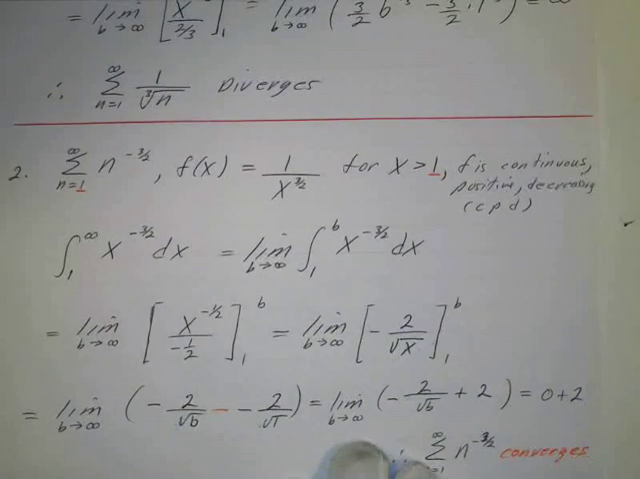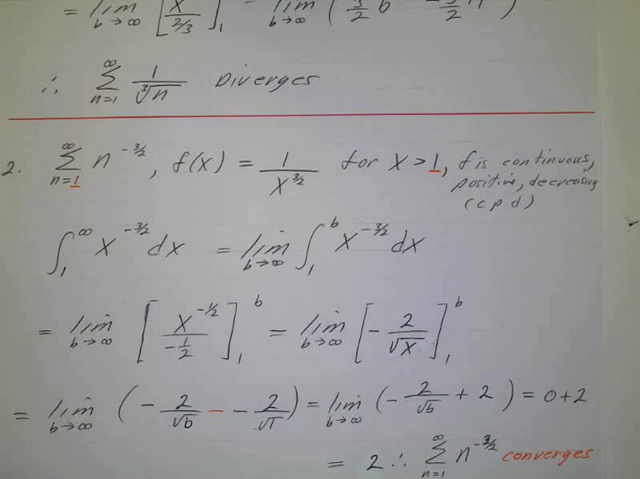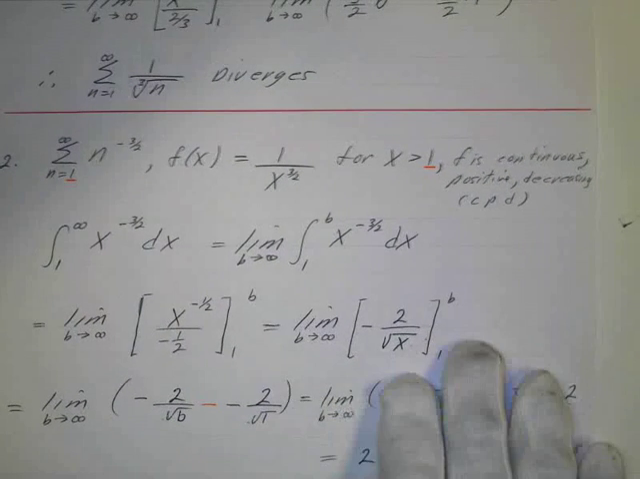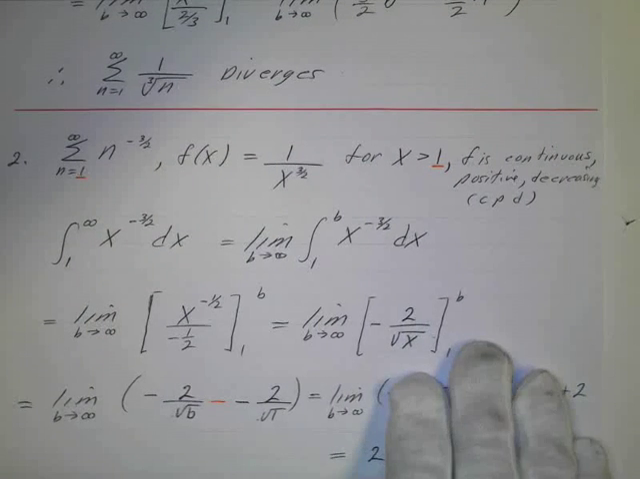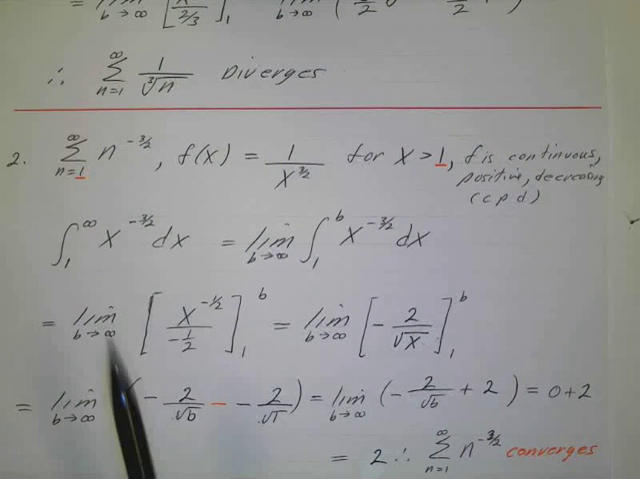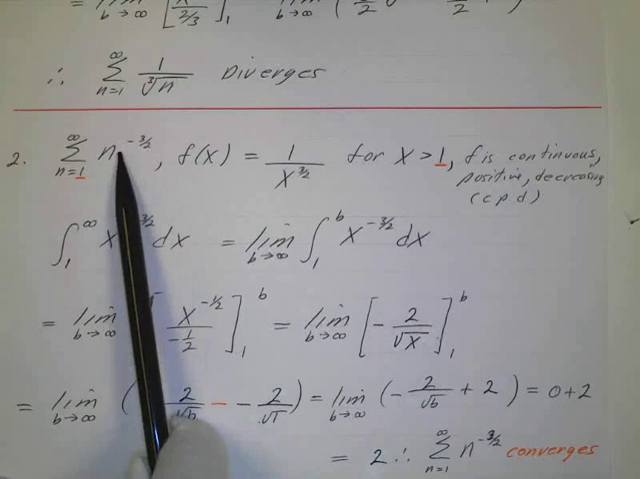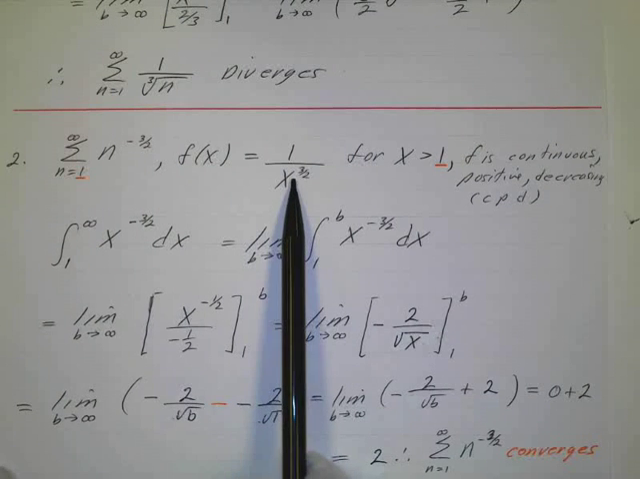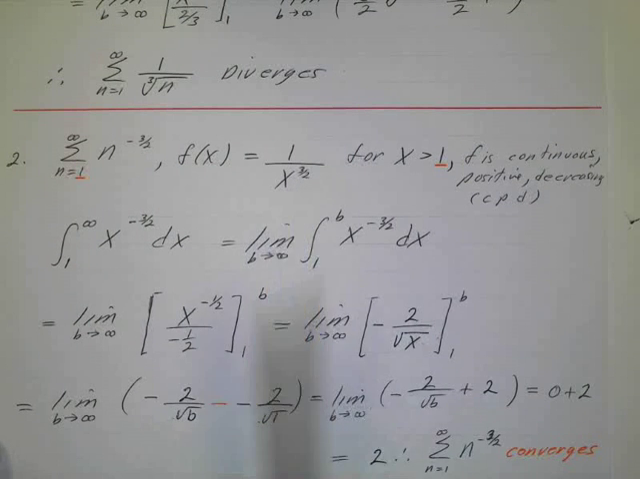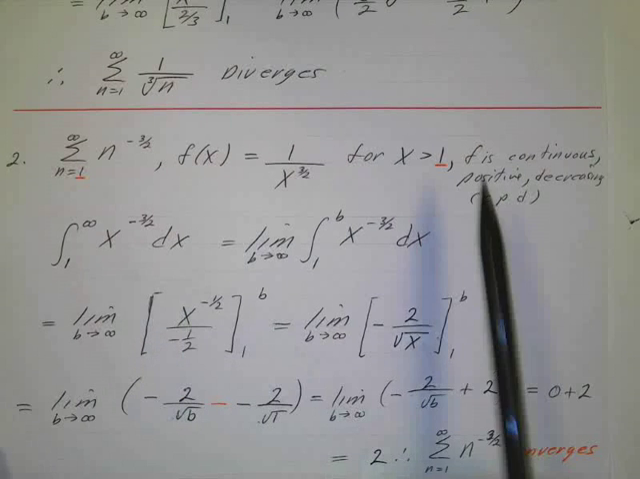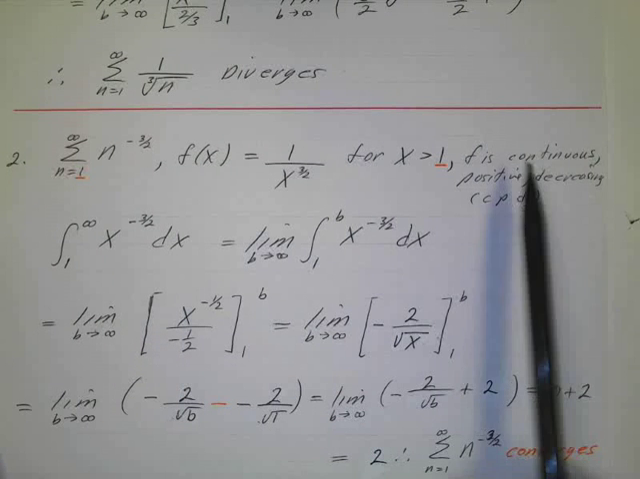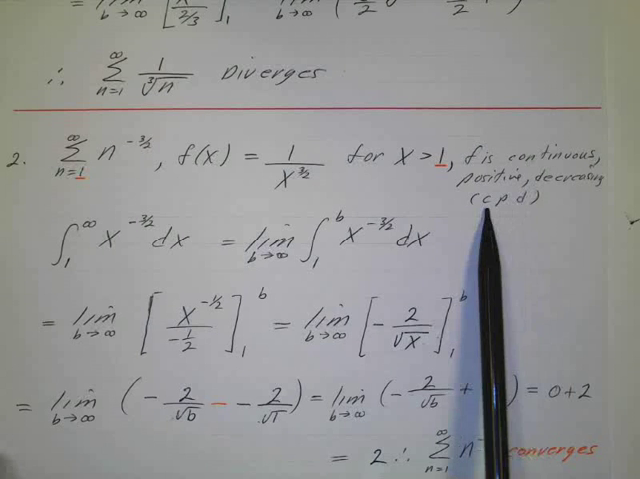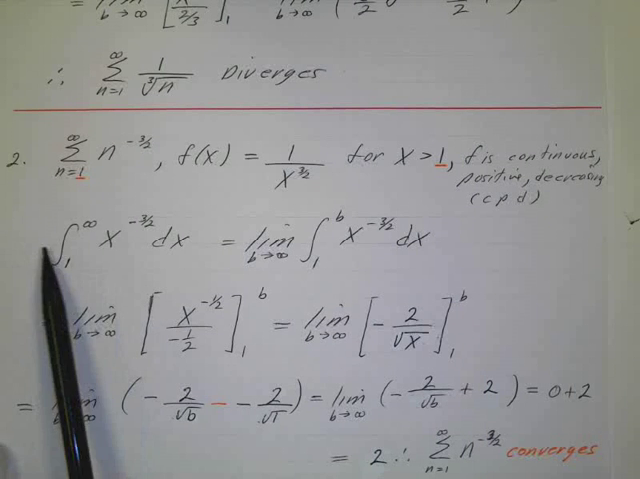Let's take a look at number 2. Again, the same directions. So again, we'll look at the series, and we have n to the negative 3/2, or I'll write my function f of x as 1 over x to the positive 3/2, just to check and see if for x greater than 1 it is continuous, positive, and decreasing. And yes it is, so it is CPD.